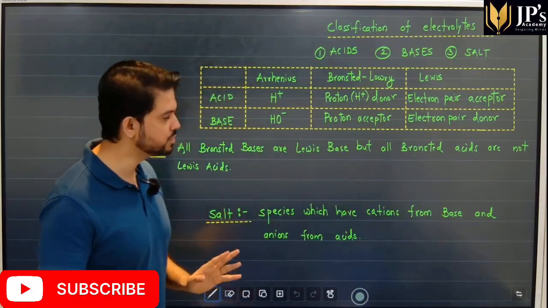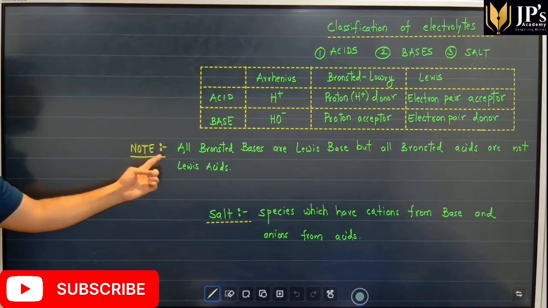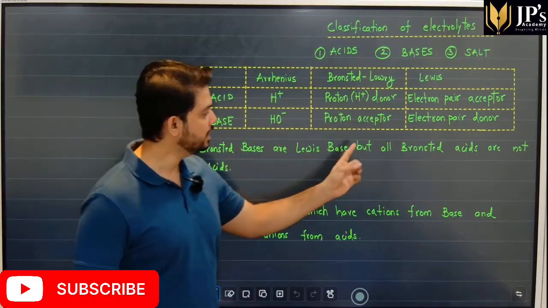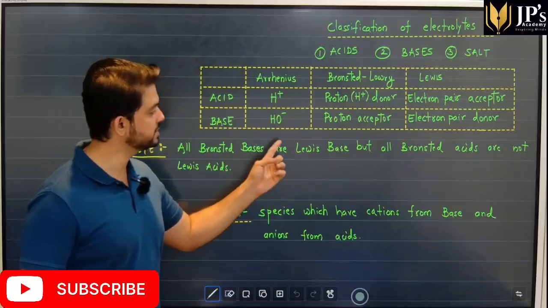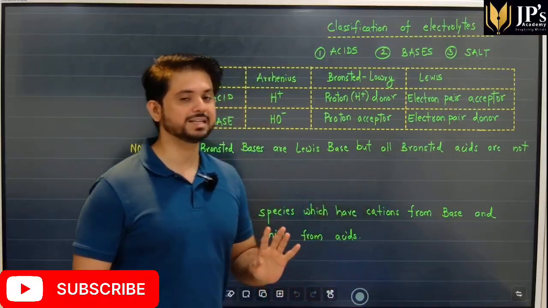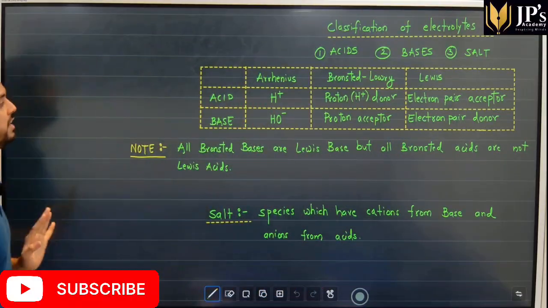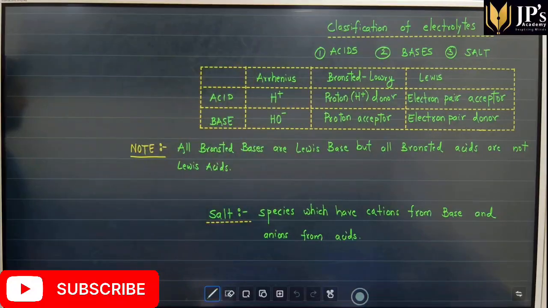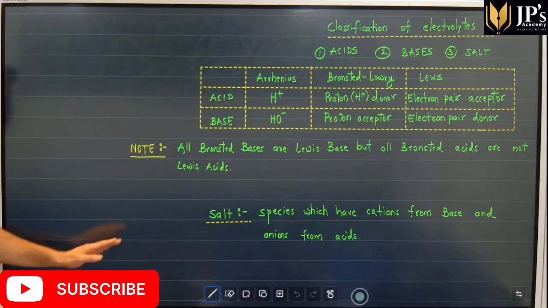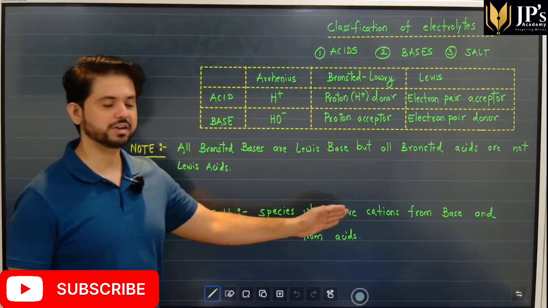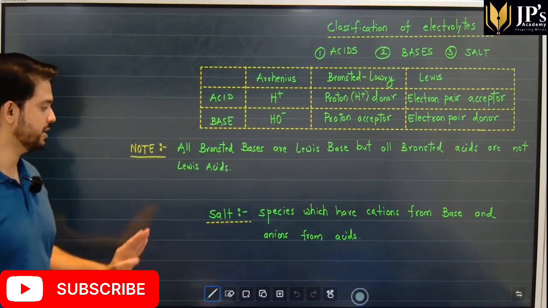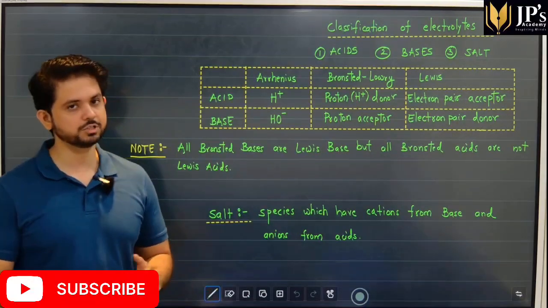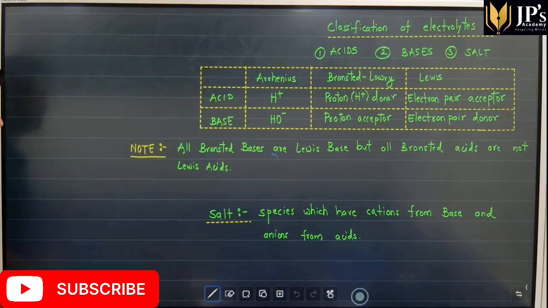If you carefully observe, we get that all Bronsted bases are Lewis bases, but all Bronsted acids are not. Similarly, if anyone can give me a relation between Arrhenius acid and Lowry Bronsted acid. Similarly, what are salts? Species which have cations from base and anions from acids are known as salts. Electrolytes also can be classified as strong and weak electrolytes, which we just did.